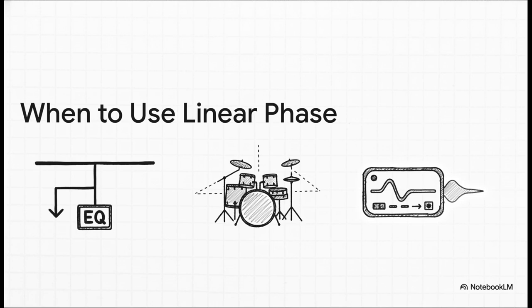So when would you ever use it? Well, the perfect time is when those phase relationships are absolutely critical. Things like parallel processing, where you're blending an EQ'd track back in with the original dry signal, or when you're EQing multiple microphones on one instrument, like a full drum kit, where you desperately want to avoid messing up the alignment between the mics. And of course, in mastering.